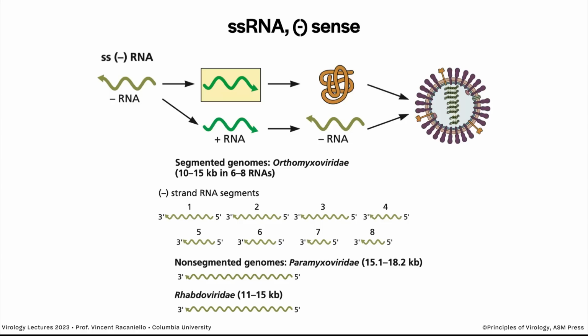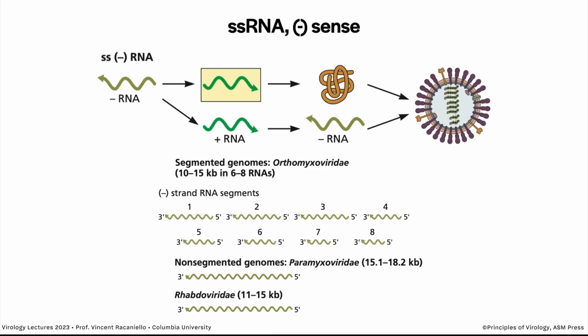Plus RNA viruses don't have a polymerase in the virus, because the plus RNA can be translated in the cell to make the polymerase. But these viruses, the negative strand, cannot be translated, so these viruses have to carry the polymerase in the particle. And here we have viruses with segmented genomes, influenza viruses, famously segmented negative strand genomes, or non-segmented.